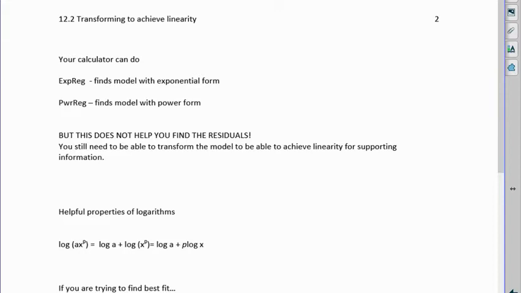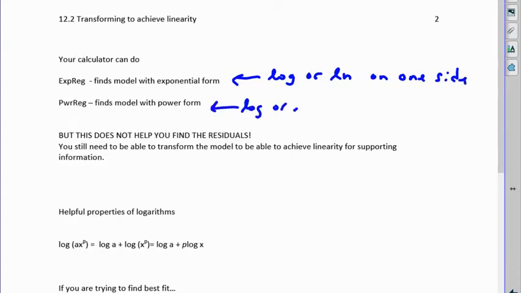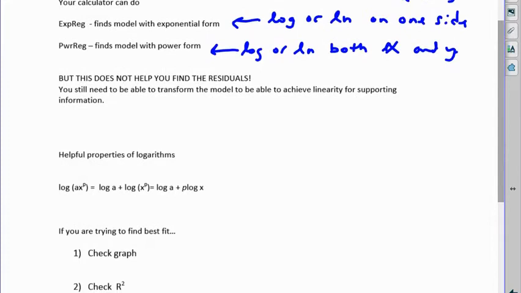Your calculator has two functions, exponential regression and power regression, that are built into it. You can find those in the same menu as LinReg. And these can help if you have a model and you know that you need to transform it using a log or natural log on one side, meaning just the x or just the y. Or if you had a power regression, you wanted to transform both the x and the y, you could use exponential regression and power regression to do these transformations on the original data.